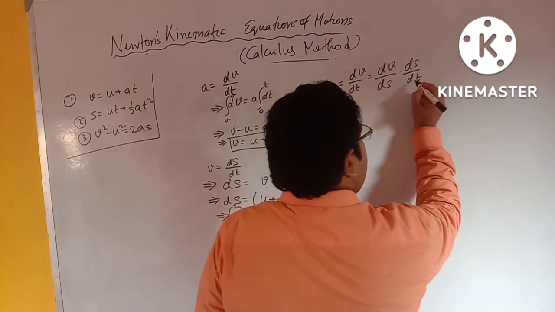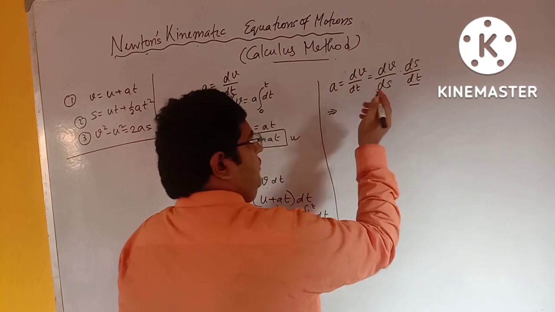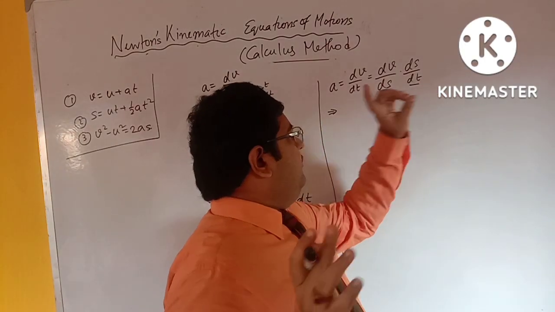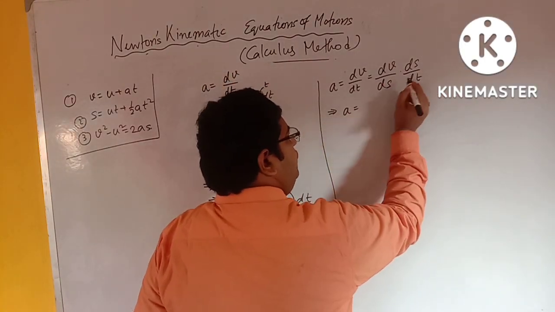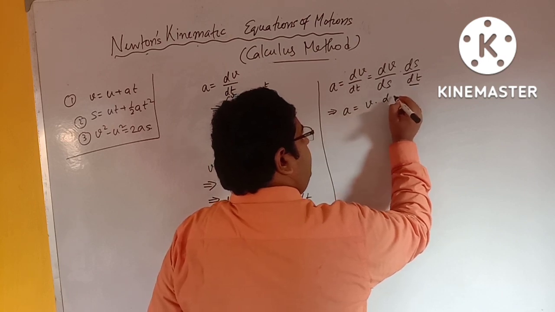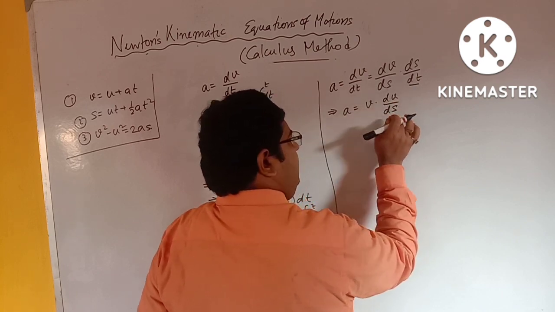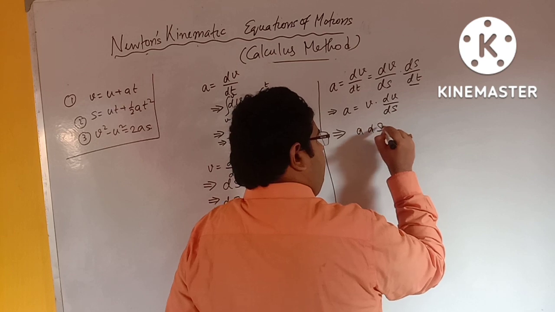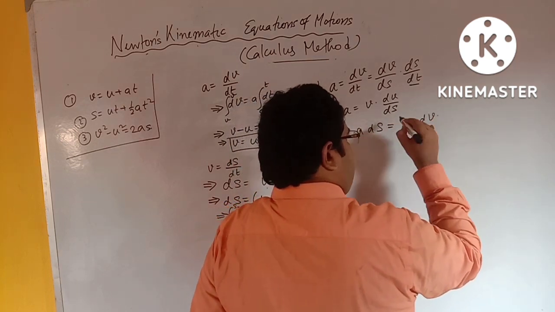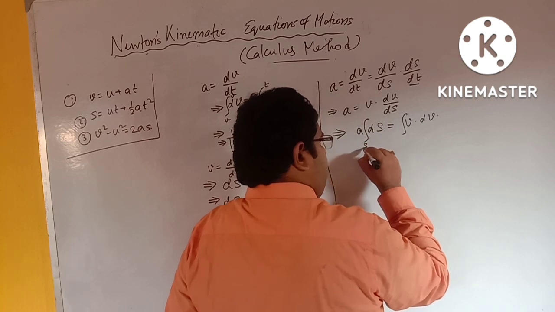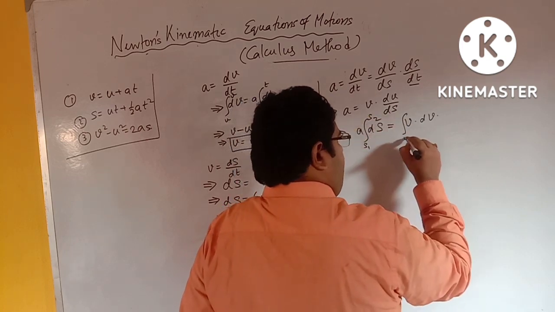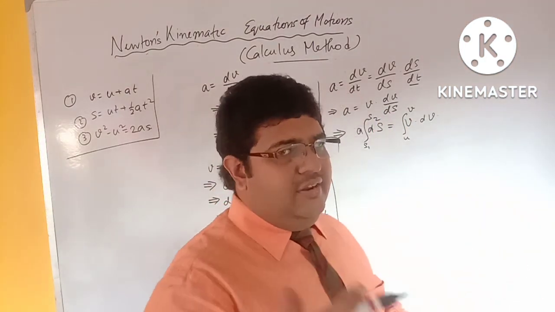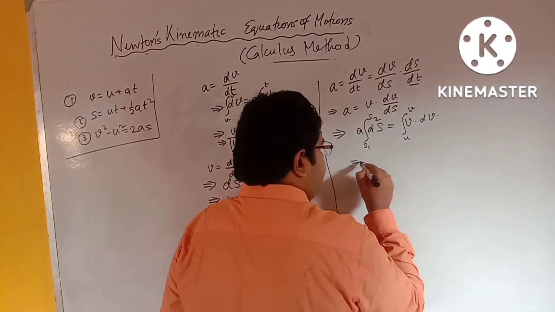Now this part, ds by dt, is the velocity, because the rate of change of displacement with respect to time is known as velocity. So we write v here. So a gives you v dv by ds. Now we take the ds across and frame the equation: a ds equals v dv. Again you integrate this from s1 to s2, and from u to v. In the same way we integrate, and the same relations come.